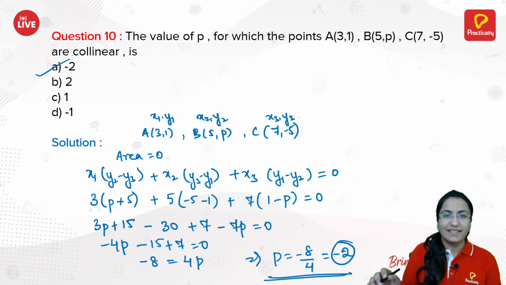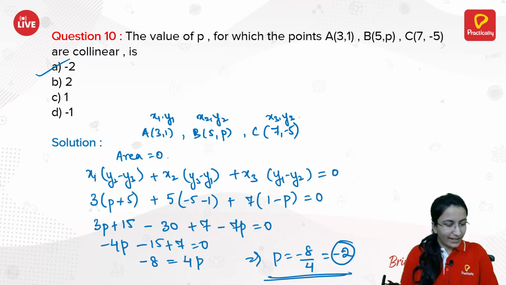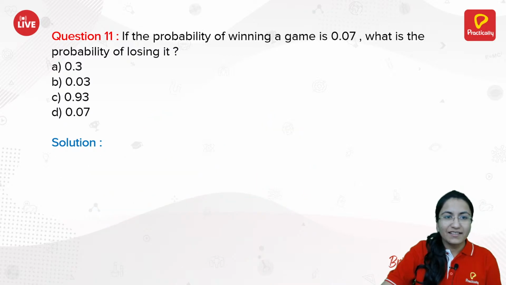Right. So you got p as minus 2. Option A is the correct option. Most of you got the correct answer, A, minus 2. Great. So let's jump to the next question.